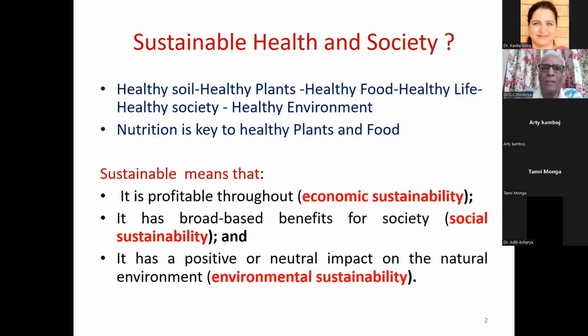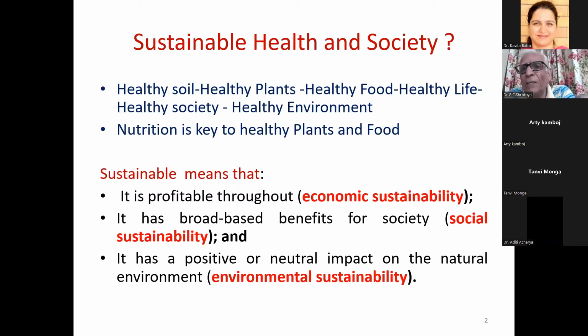So when we talk of sustainable health in society, it's not a small thing. It encompasses so many things. And in this whole thing, right from healthy soil to healthy environment, nutrition is the key point, because nutrition is key to healthy plants and food. And here we are talking about plant nutrients. So what does sustainability mean? It should be profitable throughout. That means it should be economically sustainable, with broad-based benefit to the society, social sustainability, and positive impact on the natural environment, environmental sustainability. So all this is a long chain.